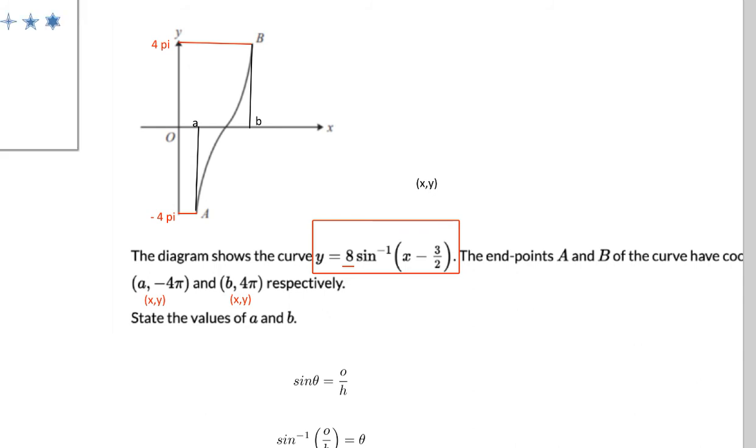So, for example, let's say the number is 5. The number 5 is going to enter into x, like so. You're then going to take away 3 over 2 from it. Then it will go through sine to the power minus 1, and then it will be multiplied by 8 before finally giving you a y value.